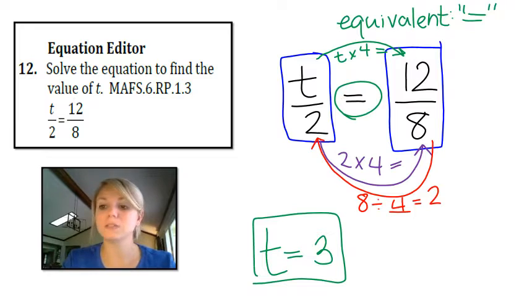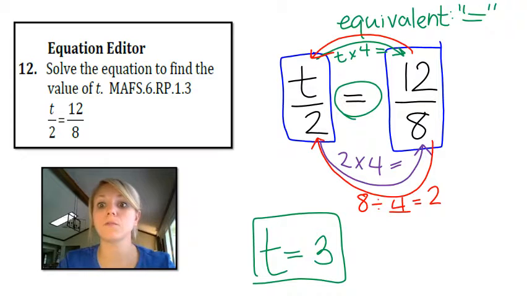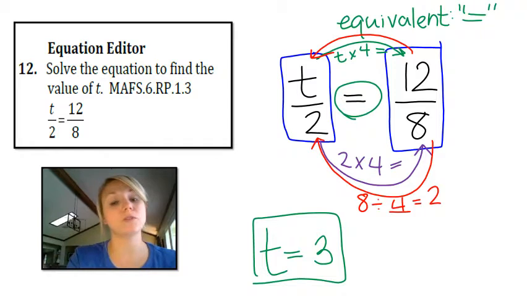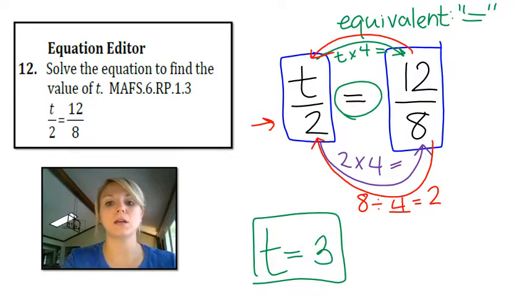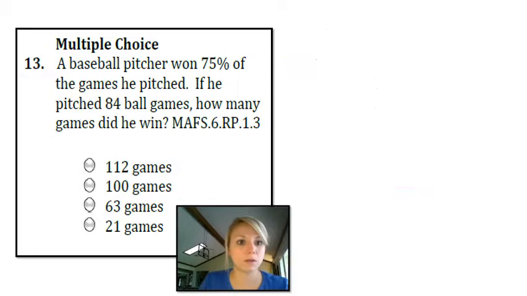Now, if that was confusing, let's look at it the other way. Let's say we're starting at the 12 and we're going to the t. Remember, if we're starting with the bigger fraction, and we know that we're starting with the 12, which we know it's bigger because the 8 was bigger than the 2 in the denominator. So if we start with the 12 and we divide by 4, we get 3. And that was our answer. So this one shows us that t has to be equal to 3.